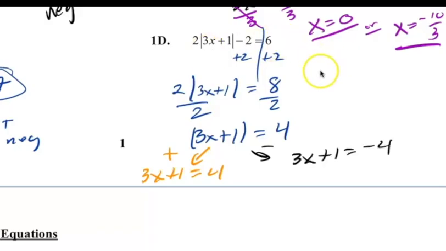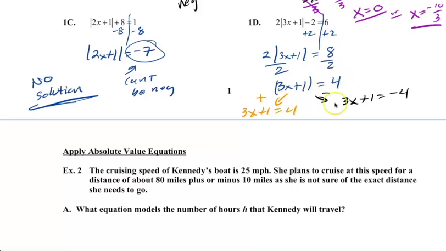And again, cannot stress enough, right? You're only changing the answer. That's it, right? This could equal 4 or equal negative 4. Either way, absolute value of that's going to be 4. So you're only changing the answer. Then from here, you solve it.